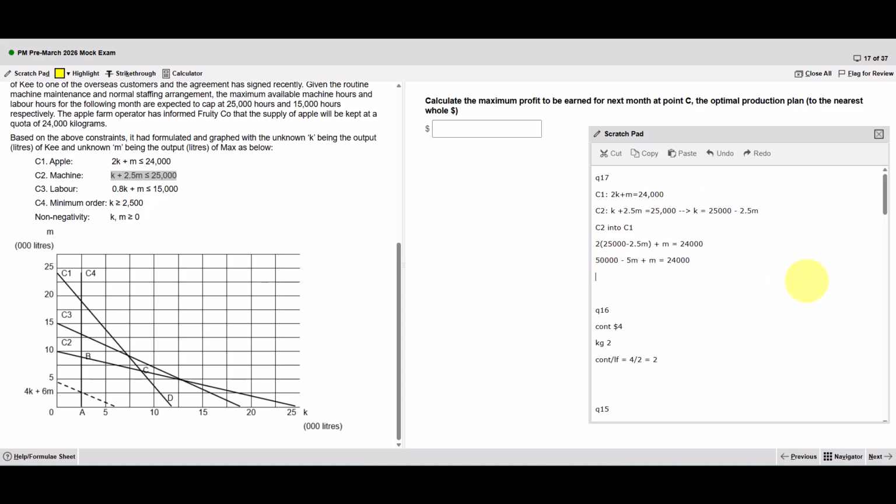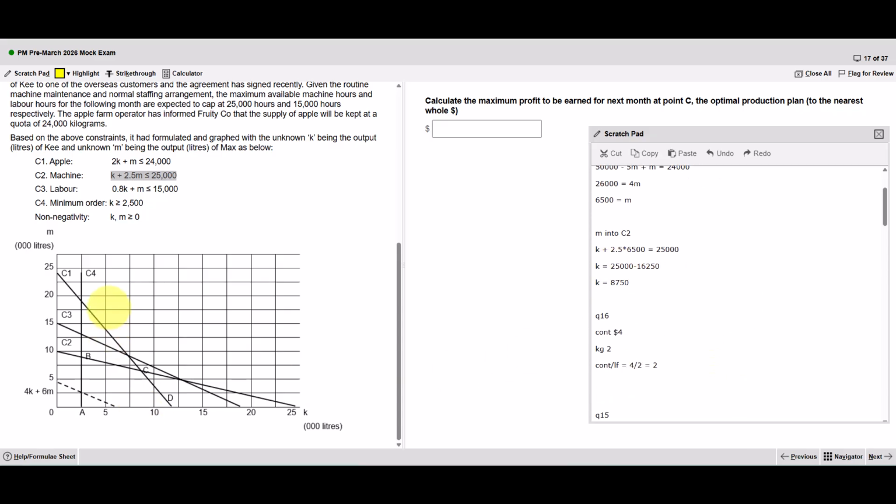So 5,000, I bring the 24 across, so I end up with 26,000. That equals 4M. So 6,500 equals M. I think that's what I guesstimated from looking at the axis here. So I'm going to put that value of M into C2. We end up with K equals 8,750. And I think I guessed it was about 8 earlier, just reading off the graph. So that sense check has helped me reassure myself that my values are certainly in the ballpark.